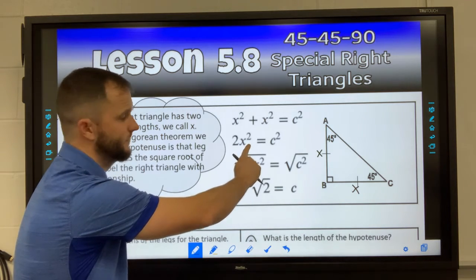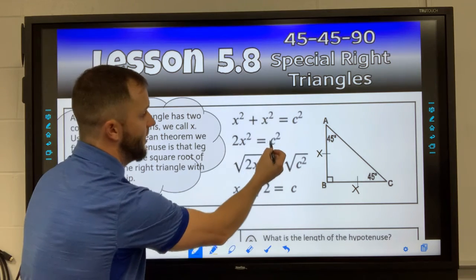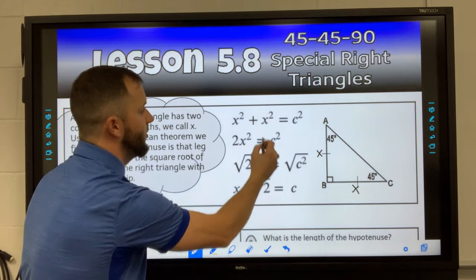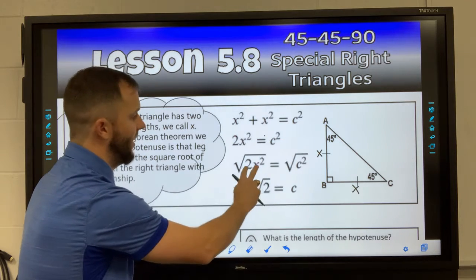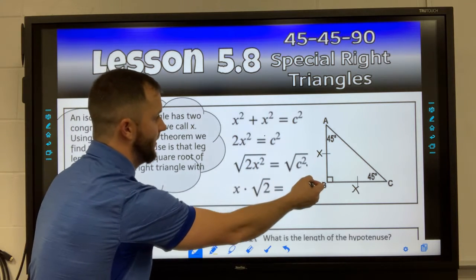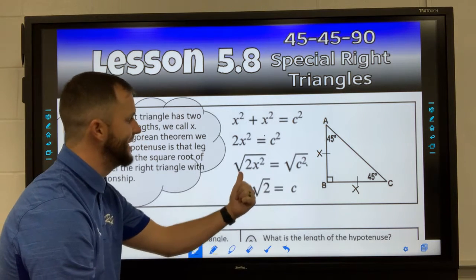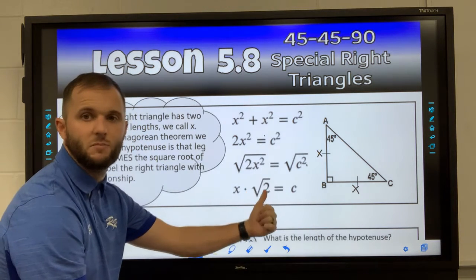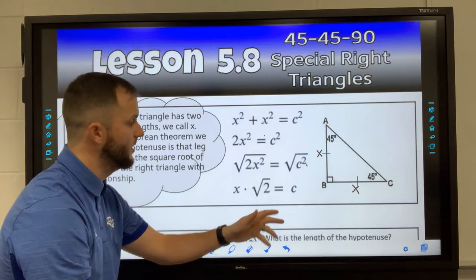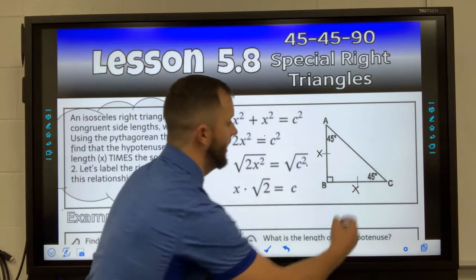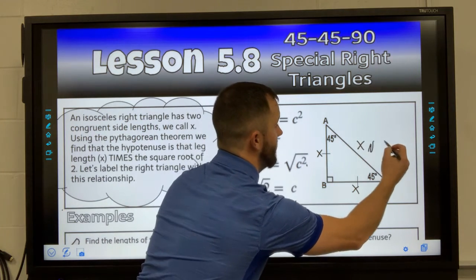Does that make sense? Now, in order to solve for c, I'm going to have to take the square root of both sides. Whenever I do that, that gets rid of my squared. Now I can factor it out, so it becomes x times the square root of 2. That means the hypotenuse here is going to be x square root 2.